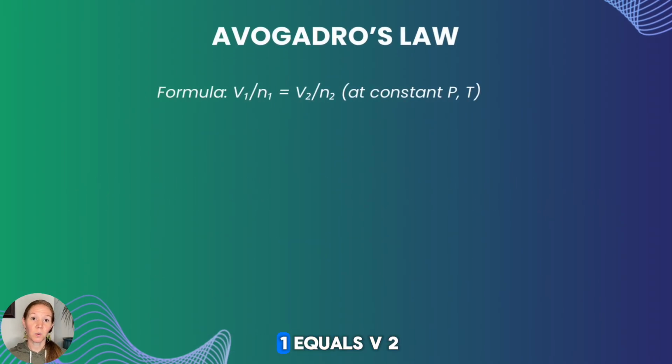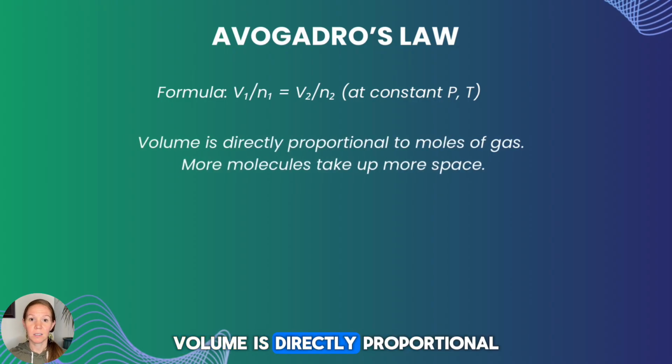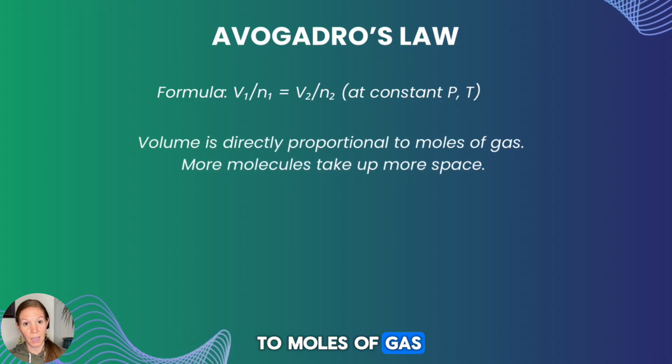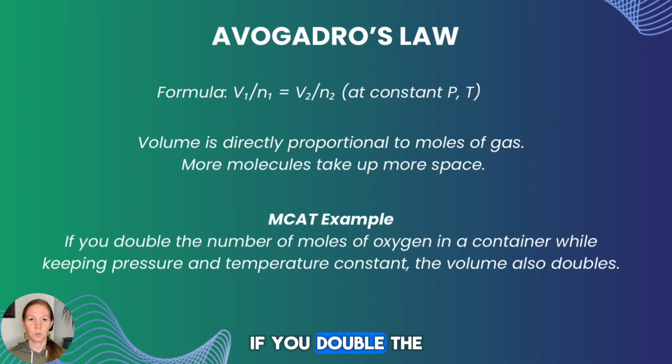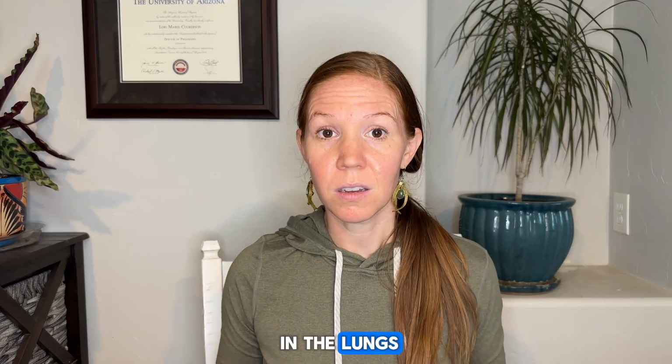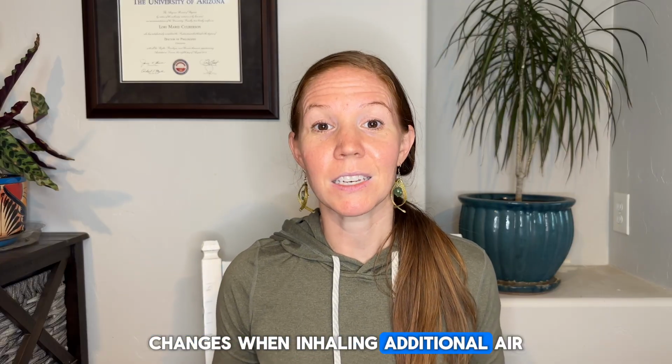V1 over N1 equals V2 over N2. Volume is directly proportional to moles of gas. More molecules take up more space, basically. On the MCAT, if you double the number of moles of oxygen in a container while keeping the pressure and temperature constant, the volume also doubles. This law often shows up in respiration passages, like how oxygen volume in the lungs changes when inhaling additional air.